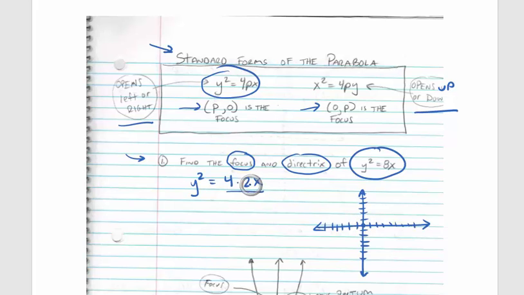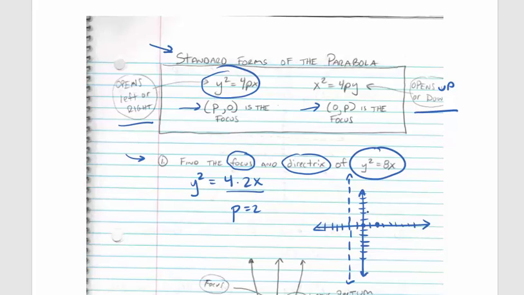So we already decided over here that the value of P was 2. So we know that P is equal to 2. Now, P is the distance that we're going to travel from the vertex out to the focus. So my focus is going to be 2 units to the right here. My directrix is going to be equidistant going the other way, so 2 units to the left. 1, 2 units to the left. Here's my directrix. And remember, the directrix is a line. So it's the line x equals -2.